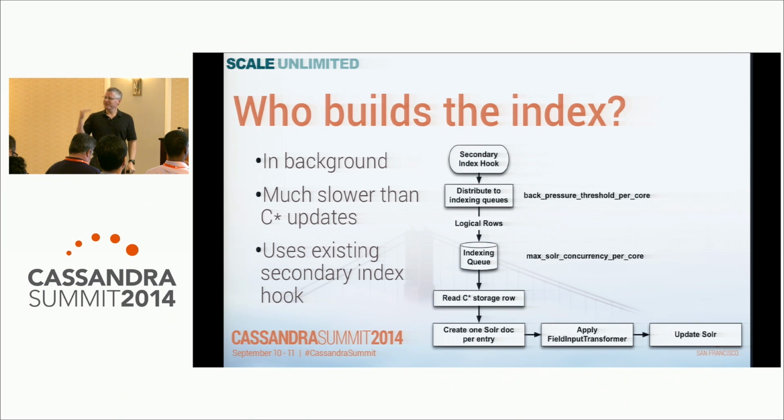The other problem is that with Solr, when you write a document, like a row in Solr, you need to have all the data to write that row.